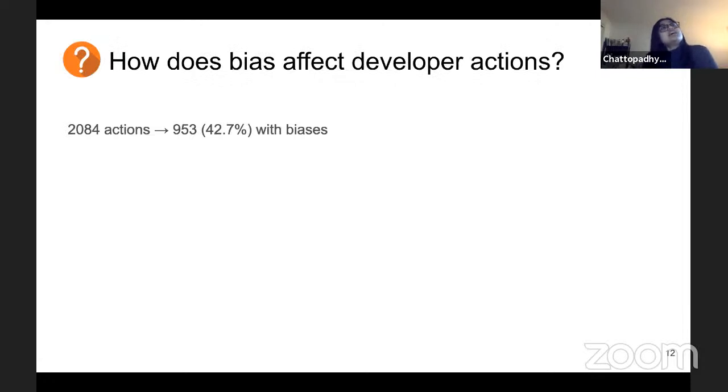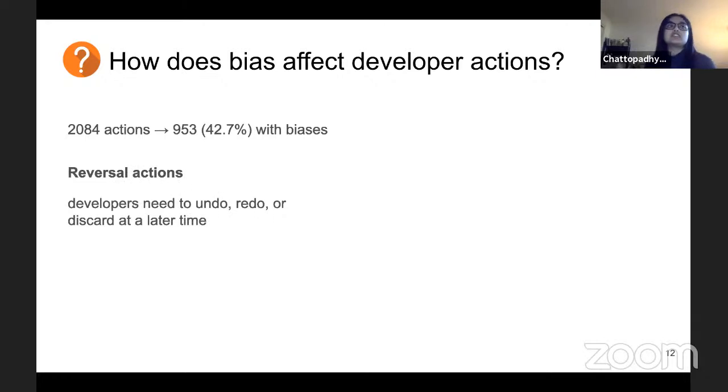So the first question we asked is, how does bias affect developer actions? We observed a little over 2,000 actions, and out of those, 953 were associated with biases. That's around 42% of the actions. However, bias doesn't necessarily mean that it's bad. So to identify the negative effect of biases, we introduced the notion of reversal actions, any actions that needed to be undone or reversed at a later stage.